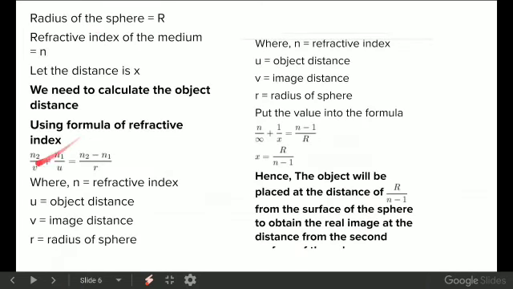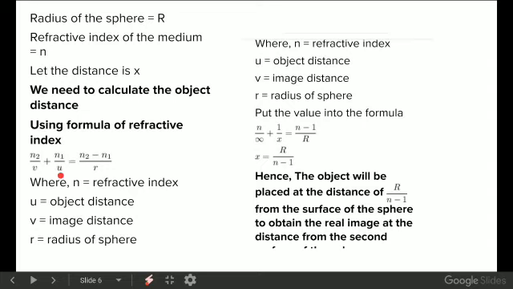So see here, n2 by v minus n1 by u, but here it is taken plus. Why? Because object distance is minus x, so minus into minus becomes plus, so plus n1 by u equals n2 minus n1 by r. And we all know that n2 is nothing but the refractive index of a transparent sphere, that is n. Image distance is infinite, so this n by infinite, this total term will become 0. Next, here radius of curvature is capital R. And here n1 is the refractive index of the air, that is 1, and object distance is minus x, which we have taken.